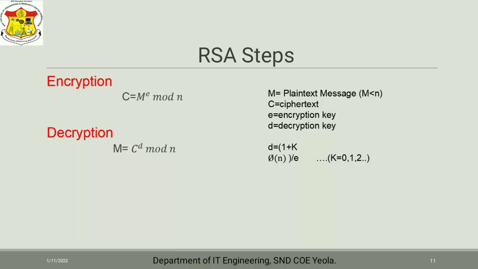Here the formula is m is equal to c raised to d mod n. You know the values of c and n, and then find the value of m. M is nothing but the plaintext message, which is less than n, that is the modulus of encryption and decryption. C is nothing but the ciphertext. E is the encryption key. D is the decryption key. After substituting all the values, you will get back the message that the sender has sent. So that was all about the RSA algorithm.